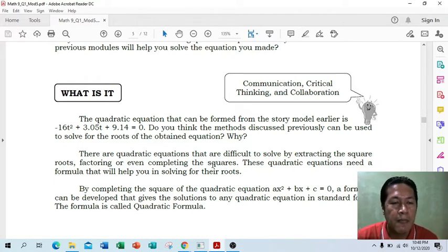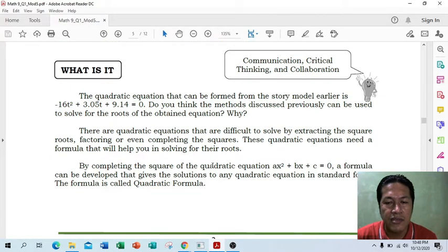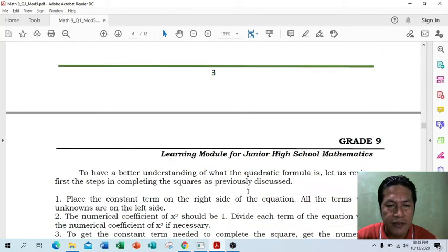Okay. There are quadratic equations that are difficult to solve by extracting square roots, factoring, or even completing the squares. Yun nga. These quadratic equations need a formula that will help you in solving for their roots. By completing the square of the quadratic equation, ax squared plus bx plus c equals 0, a formula can be developed that gives the solutions to any quadratic equation in standard form. The formula is called quadratic formula. Galing sa standard form, ito yon. Okay, ang quadratic formula.